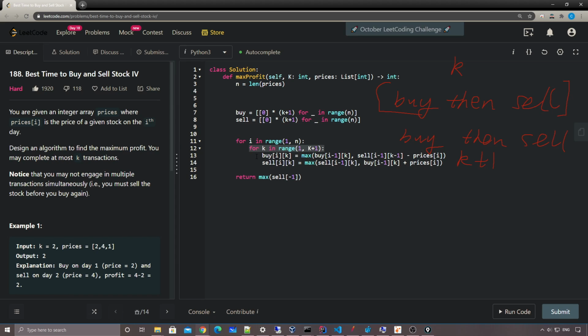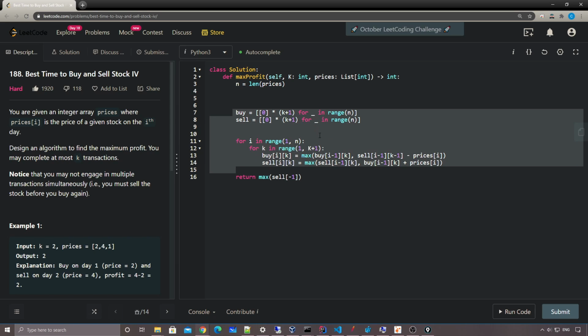So as you can see, that's the generalized version. Like I said, if you're only allowed to do two transactions, you can simply replace this k with two. If you're only allowed to do one transaction, you can replace this k with one. This is a generalized version for how many transactions you can do. Okay, so next, that's the main part.